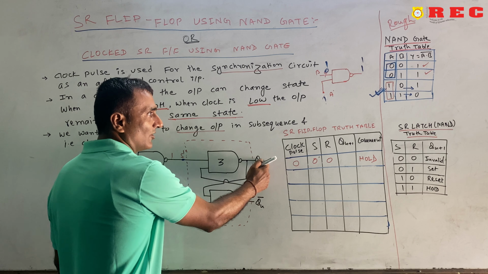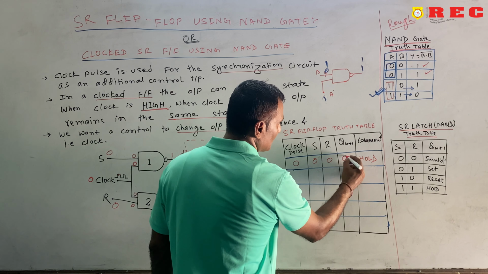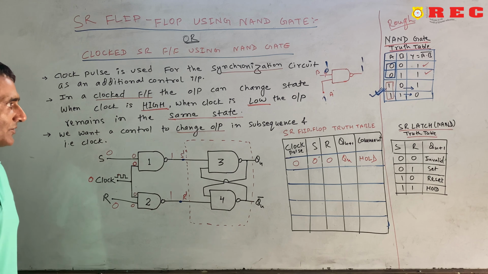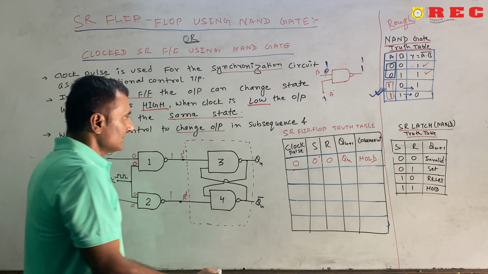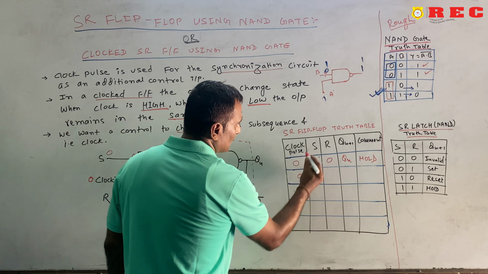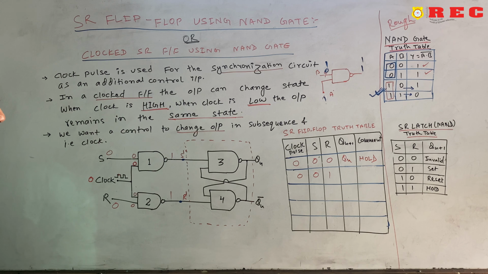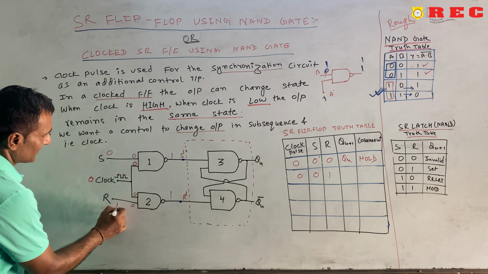And hold condition means what? Whatever was on the Qn, that was 0 to 0 and 1. So we should write Qn, whatever was the output the last time. Again, if clock is equal to 0, S is equal to 0, R is equal to 1, what will happen? S is equal to 0, R is equal to 1. See here.